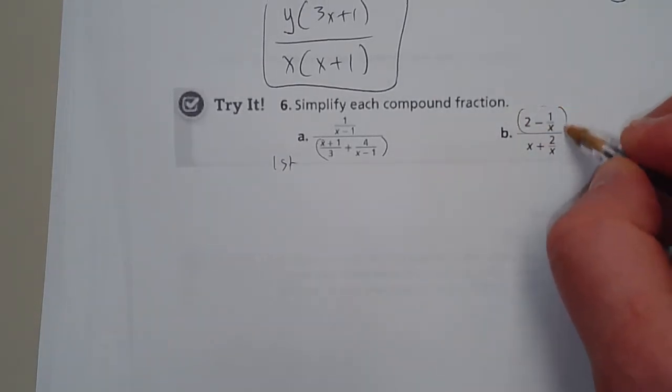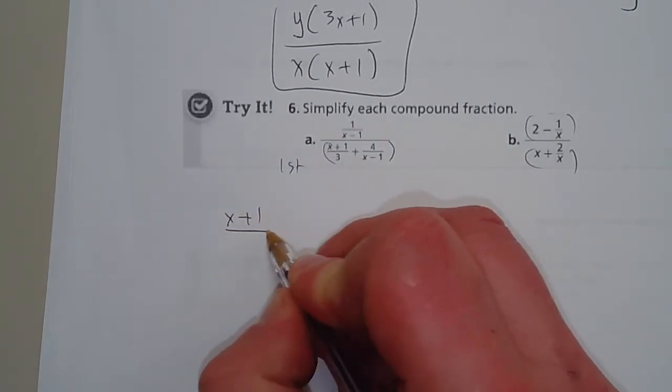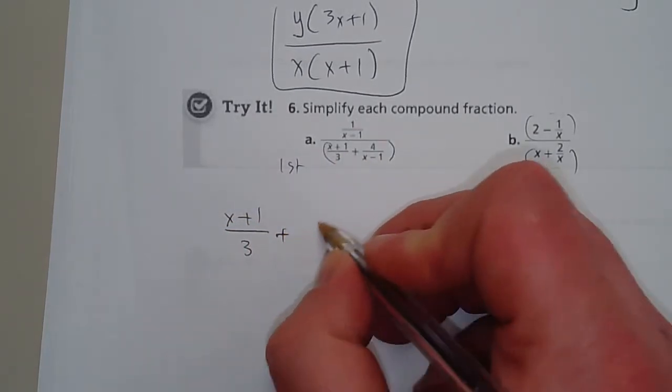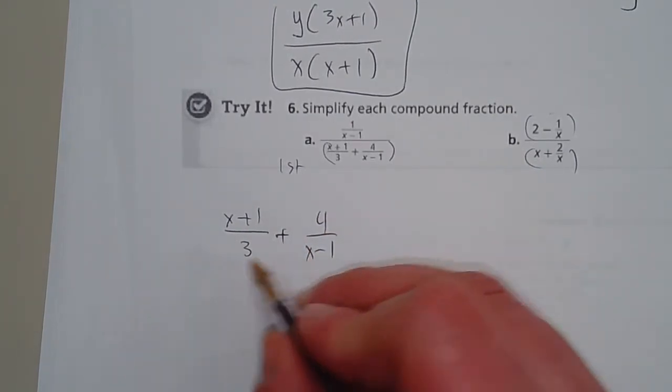So always think of these as kind of like big quantities. So in our case, we need to do this. We need to figure out what we are going to get from this. So we have x plus 1 over 3, and then 4 over x minus 1. So much like our last problem, we need a common denominator.